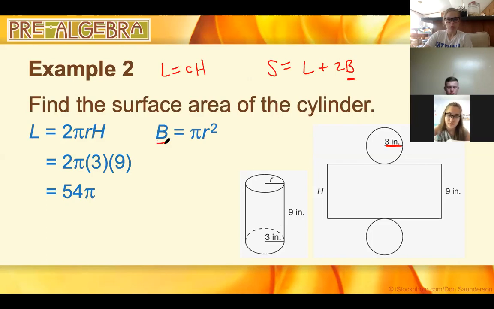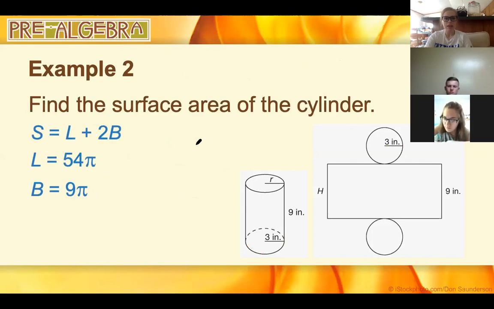Well, what is your base in a cylinder? Your base is a circle. So the area of a circle is pi r squared. Plug in your radius, which is 3. The area of the base is 9 pi.